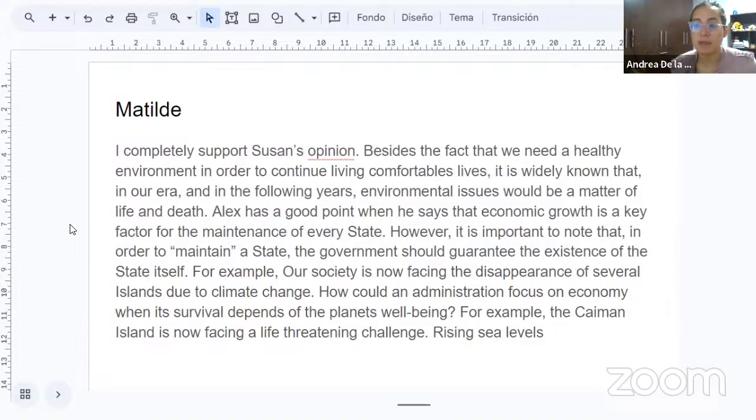Remember to always be checking the timer, right? And see how much time you have. And according to that, you can make some changes. But good response, Matilde, well done.